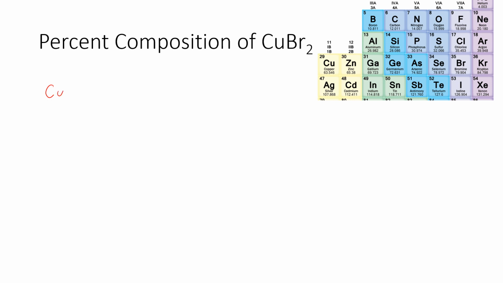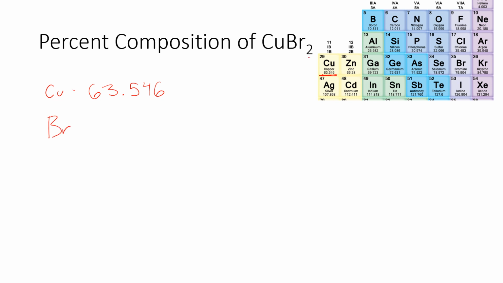We have copper, and in that case there is one copper, so if there's no subscript we know that that's an implied 1. So in this case our copper, we get this from the periodic table right here, 63.546. And then we're going to do our bromine.